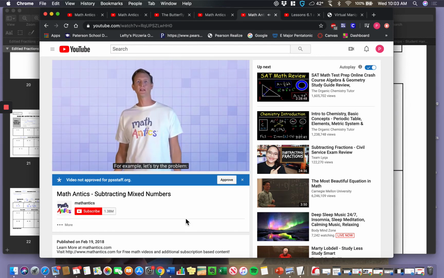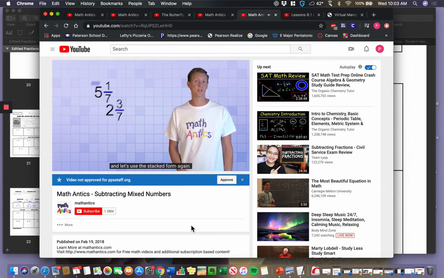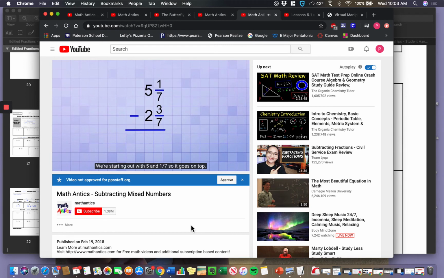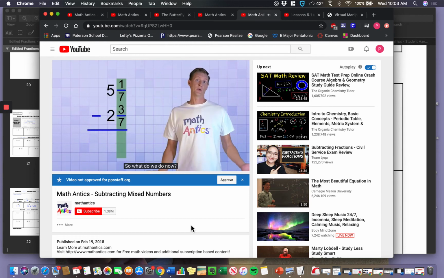For example, let's try the problem 5 1/7 minus 2 3/7, and let's use stack form. We're starting out with 5 1/7, so it goes on top, and 2 3/7 goes on the bottom. But when we try to subtract the fractions column, you'll see that we have a little problem. 1/7 is less than 3/7, so we can't subtract it without getting a negative number, which we'd really like to avoid. So what do we do now?